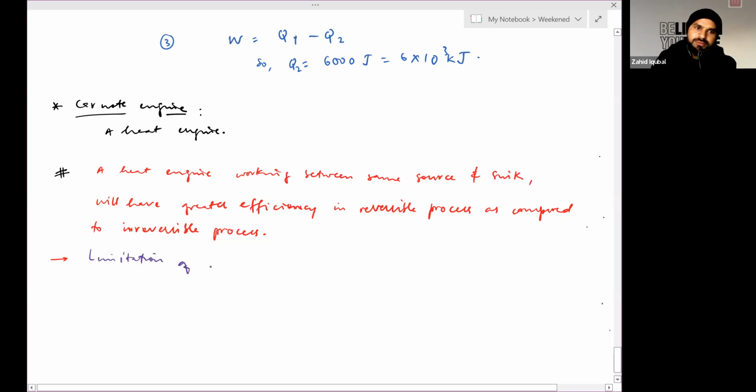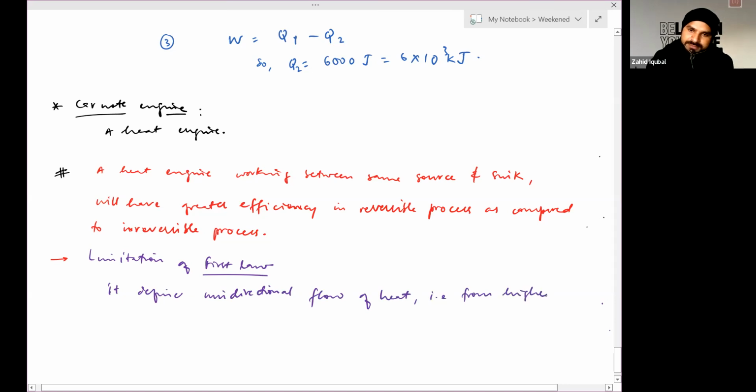So next, there will be some limitation of first law. First law simply defines the flow of heat to be unidirectional, that it always flows from a higher temperature body to a lower temperature body, and reverse is not possible.